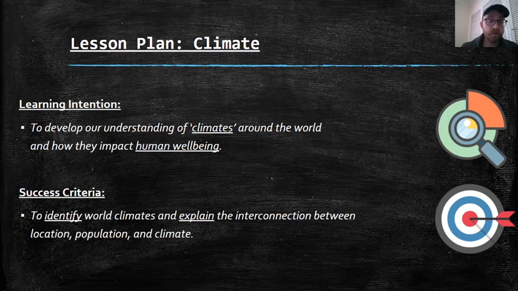So this lesson is really about connecting our two major areas of study. In term 4, we look at human geography, so what's impacting humans. In term 3, we're looking at environmental geography. So the success criteria is to identify how the climate around the world is connected or interconnected between human population, human well-being, and their location on the map, basically.